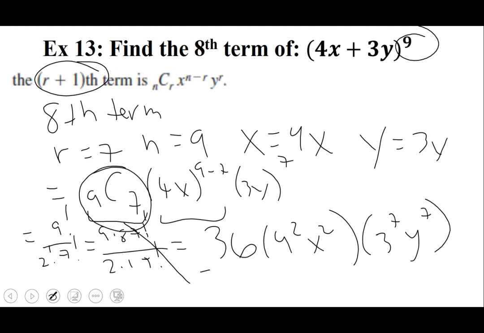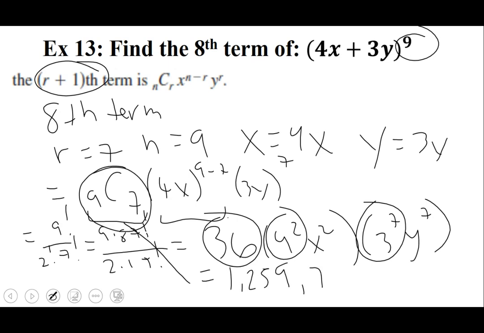And so in your final answer, you're going to simplify that whole thing. So you're going to multiply 36 times 16 times 3 to the 7th, which is a huge number, 1,259,712. Follow it up with all the x's, of which there are 2, and all the y's, of which there are 7.